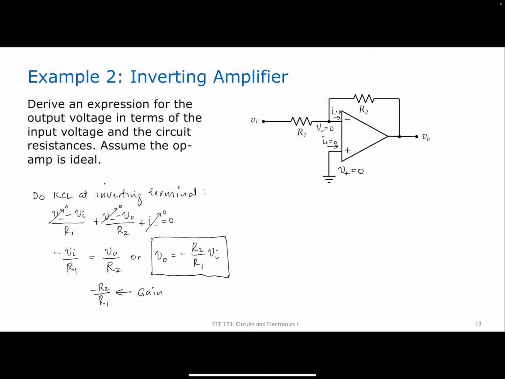So, assuming that the op amp does not saturate, if Vi is equal to 1, Vo is equal to negative R2 over R1 times 1. Very simple.